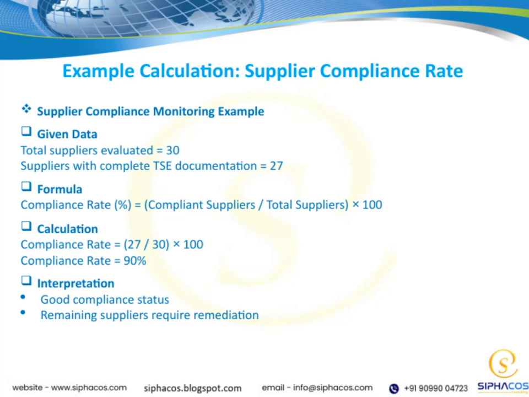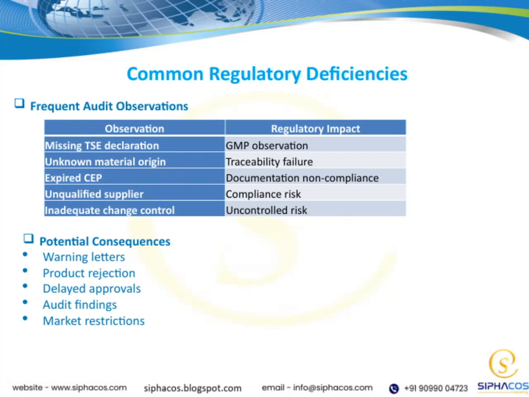Let's walk through an example calculation for supplier compliance rate. We evaluated 30 suppliers in total. Out of those, 27 had complete TSE documentation. To find the compliance rate, we divide the compliant suppliers by the total number, then multiply by 100. That gives us 90% compliance. This tells us the overall status is good, but there are still a few suppliers who need some follow-up to meet the requirements.